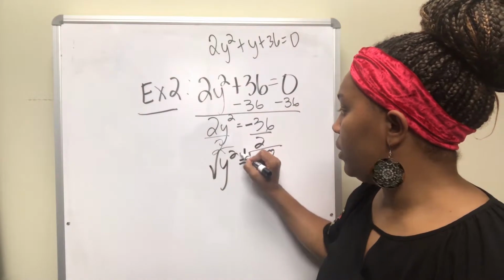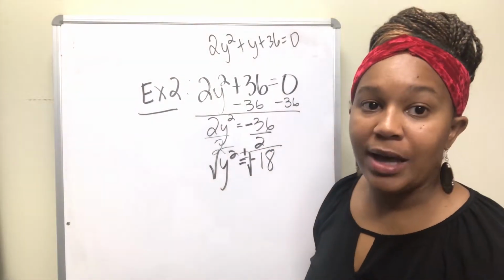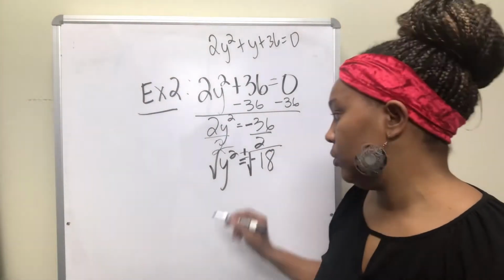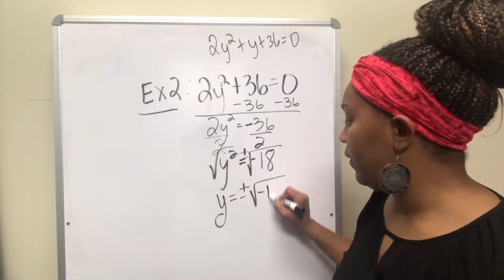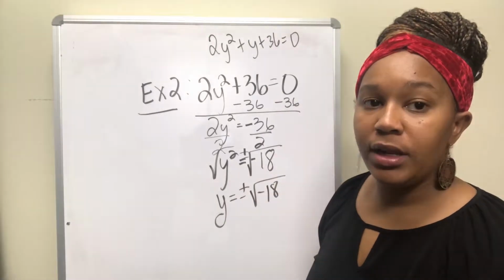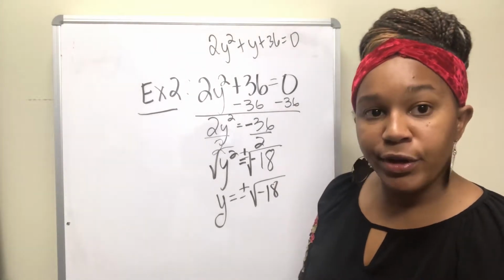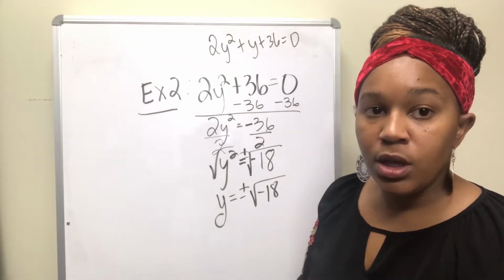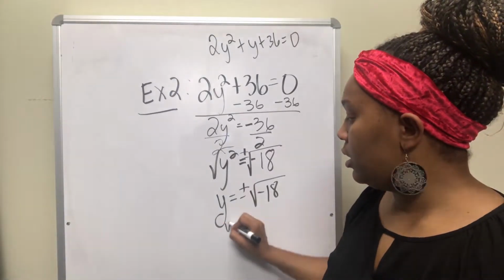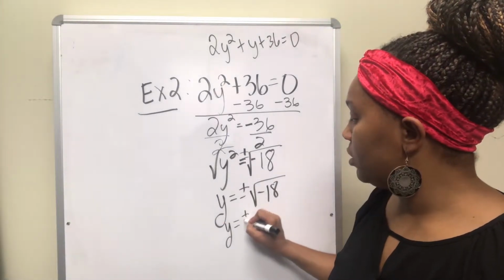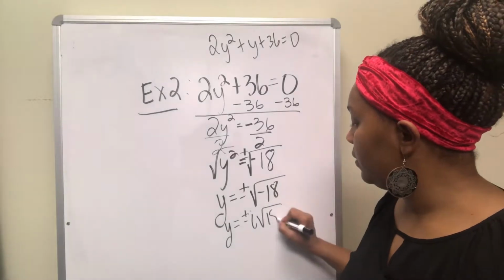And remember, when you take the square root, you have to take the positive and negative square root. So you get y is equal to plus or minus the square root of negative 18. Remember, anytime you have the square root of a negative number, you're dealing with an imaginary number. So you pull that negative from underneath the square root and make it an i. So this becomes y equal plus or minus i square root of 18.